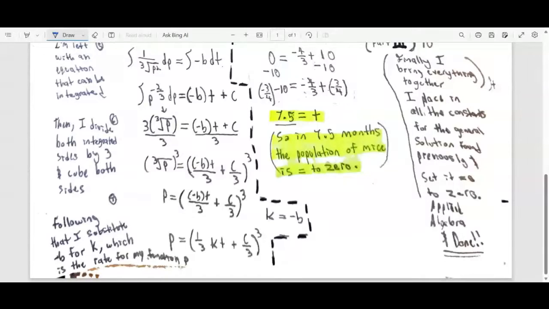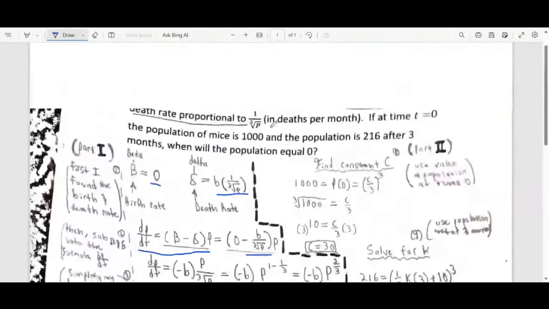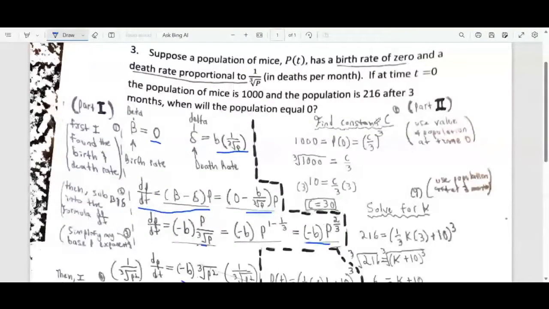Then I cancel out the cube root of P on the left side, and I cube the right side so I can isolate P. Then I have P is equal to negative bt over 3 plus c over 3, raised to the third power. To further simplify this general solution, I substituted negative b with k. It comes into play when I go back up to the second part, in which I have to find my c and find my k for my general solution.